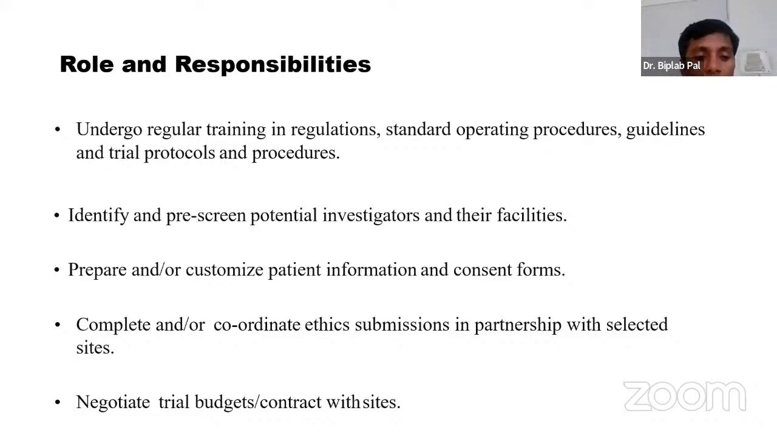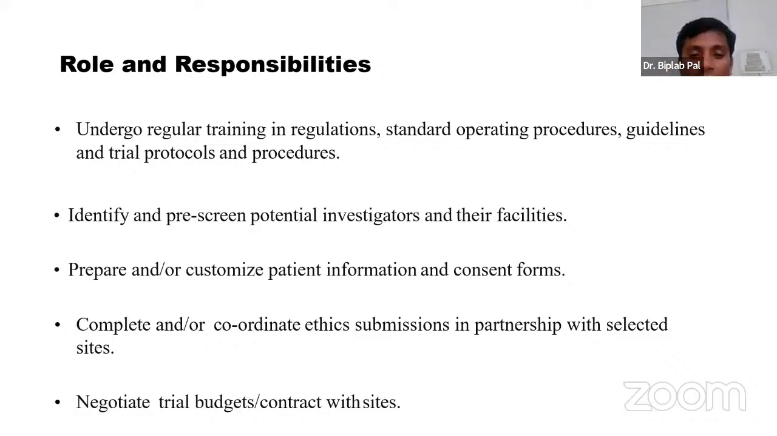Identify and pre-screen potential investigators and their facilities. What does it mean? The CRA identifies whether a particular site is capable of running my trial. So who identifies? I will give my project to AIIMS Delhi, AIIMS Patna, Bhubaneswar, or CMC Ludhiana Hospital. Who decided it? The CRA decided. I will give this phase 3 clinical trial to this particular doctor working in AIIMS Patna or AIIMS Delhi.